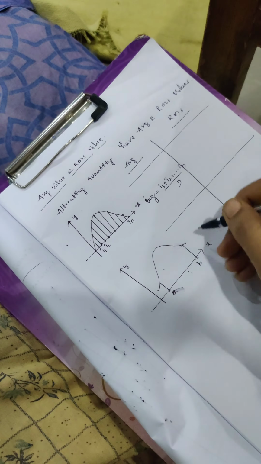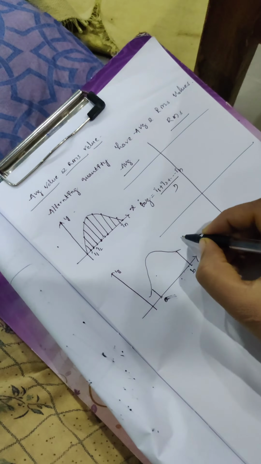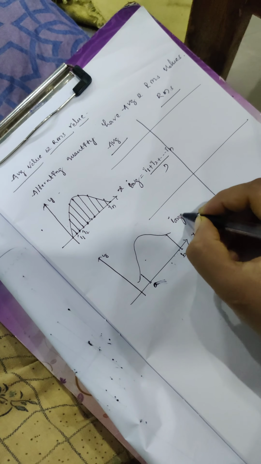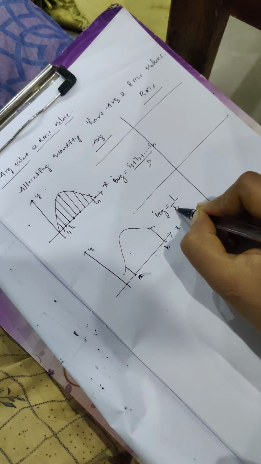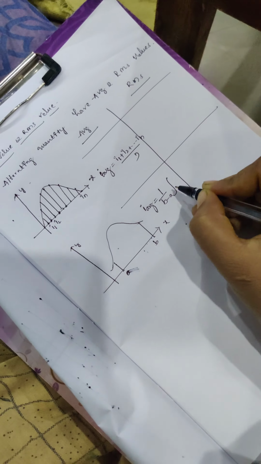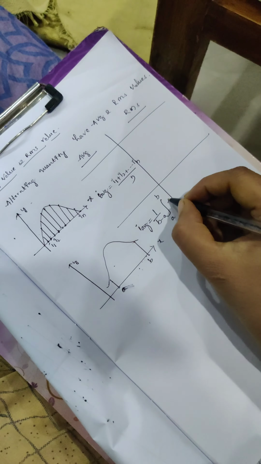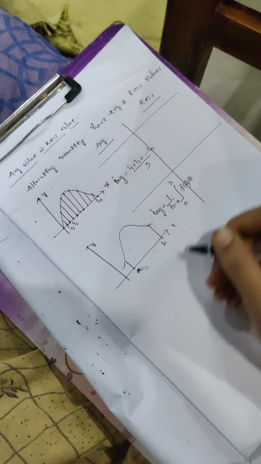For the second curve we don't have any simple formula. Here we use the formula from the Simpson and trapezoidal rule: I average equals 1 by B minus A, integral from A to B of f of t dt. This is the average value.